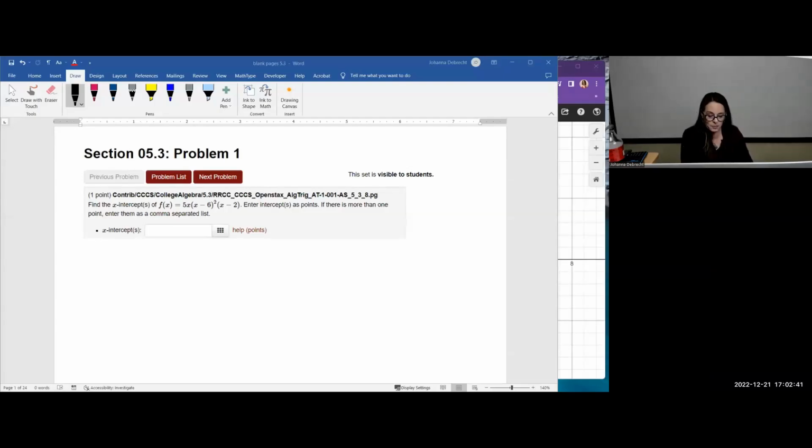In our first problem, you can see right here that we want to find the x-intercepts of this polynomial function. Now we know it's a polynomial function because 5x is a polynomial, x minus 6 is a polynomial, so x minus 6 to the whole number power 2 is a polynomial, and x minus 2 is a polynomial. And the product of polynomials is a polynomial, so it's a polynomial.